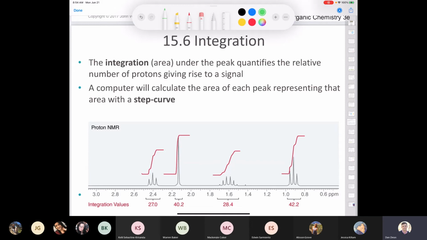It says the integration, or the area under a peak, quantifies, notice this word, the relative, okay, the relative number of protons giving rise to a signal. So a computer, so you don't have to do this, a computer is going to calculate the area of each peak, representing that area with a step curve. When it calculates the area, there are no units. It's not millimeters squared, it's not centimeters squared, it's not feet squared, it's no units.